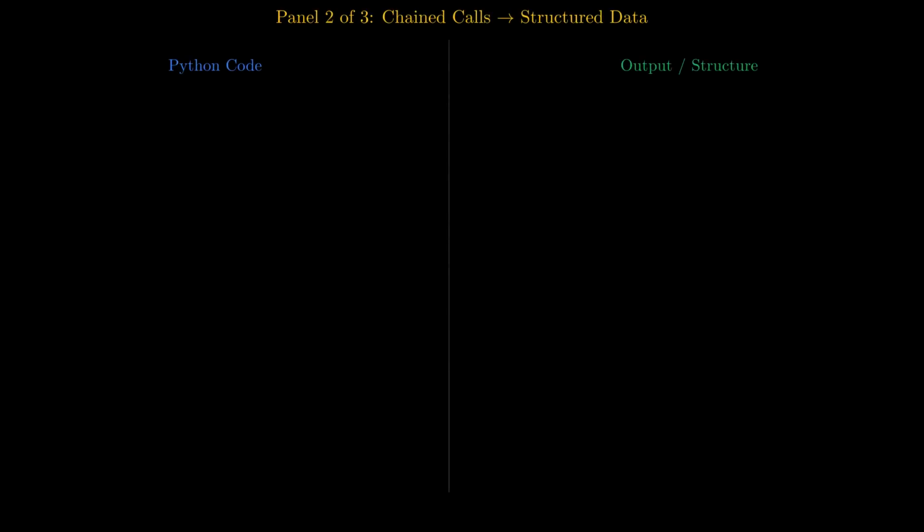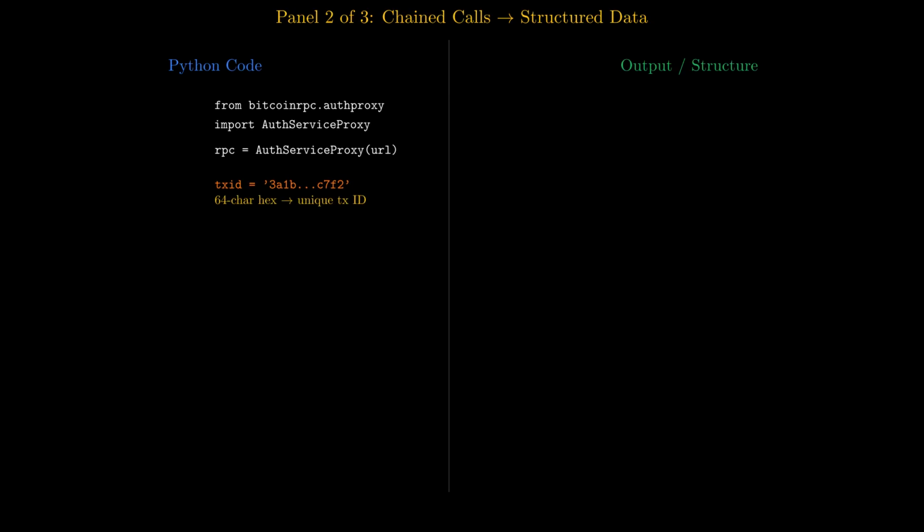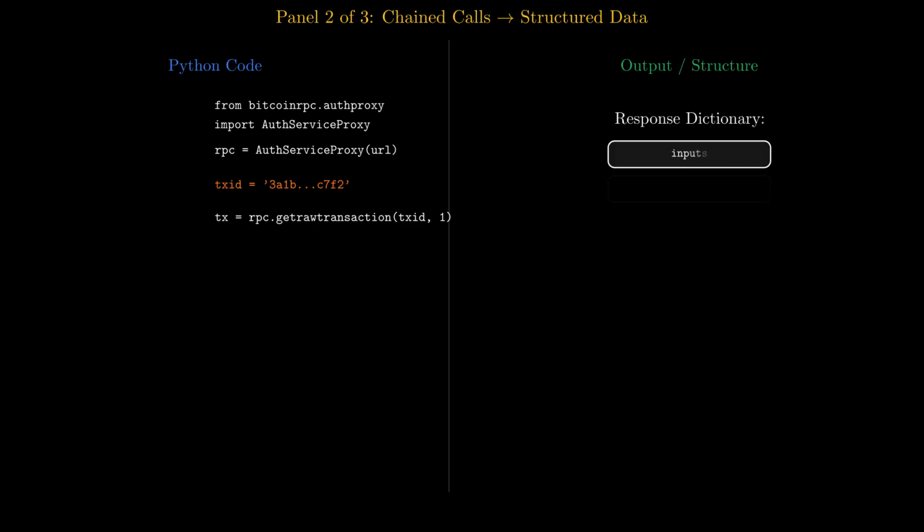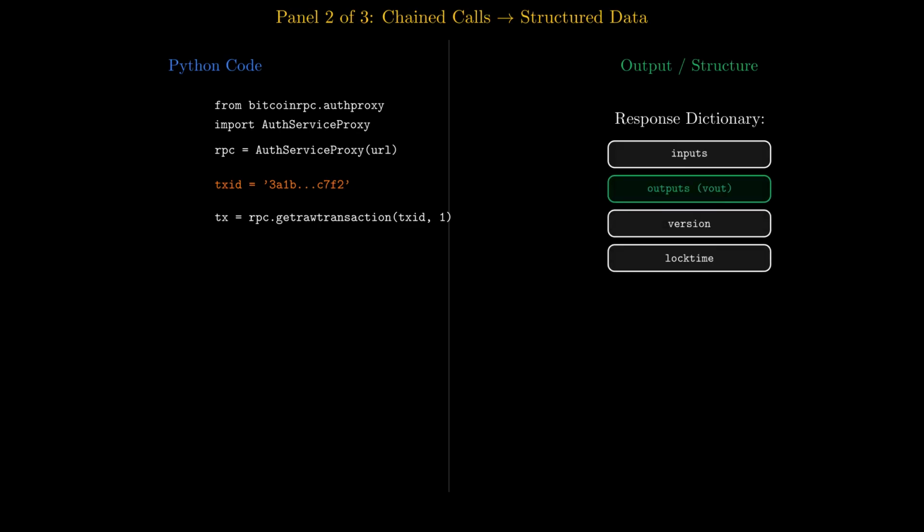Let's decode a real transaction. Same setup, import, connect, provide a transaction ID, that 64-character hex string that uniquely identifies every Bitcoin transaction. Call rpc.getrawtransaction, passing the TXID and a 1. That second argument tells Bitcoin Core to return decoded JSON instead of raw hex. The response is a rich dictionary. Inputs, outputs, version, lock time.